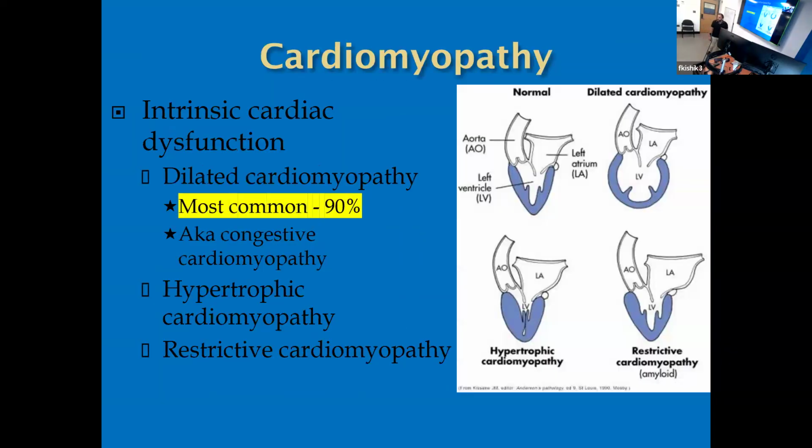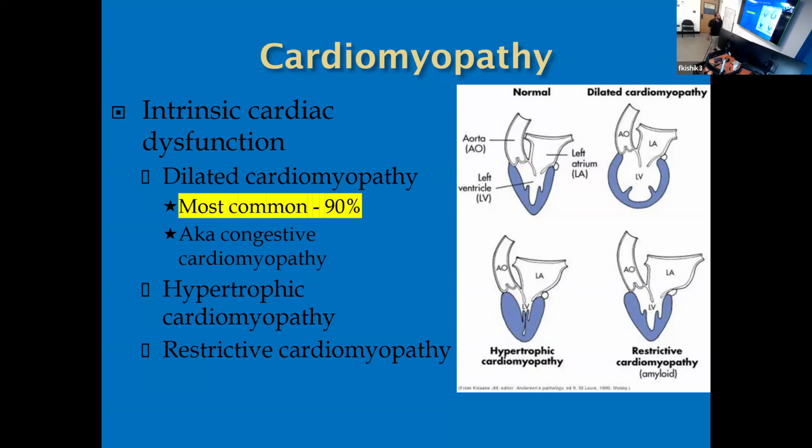What's the most common vital sign change in pericardial tamponade or cardiac tamponade? Most common vital sign change. The heart rate. Yeah, your heart rate. Heart rate goes up. Sinus tachycardia. And then hypotension.